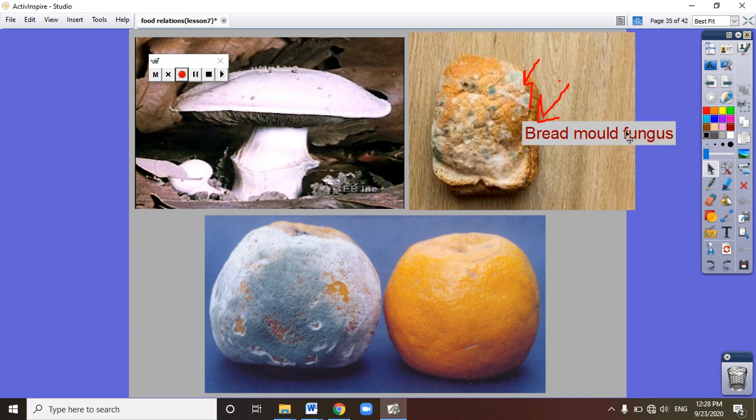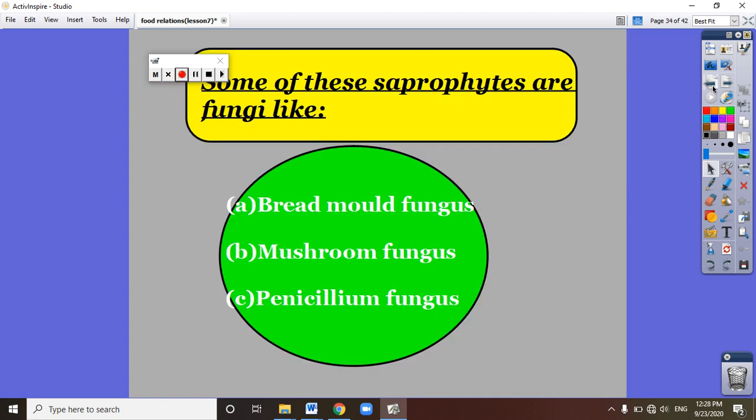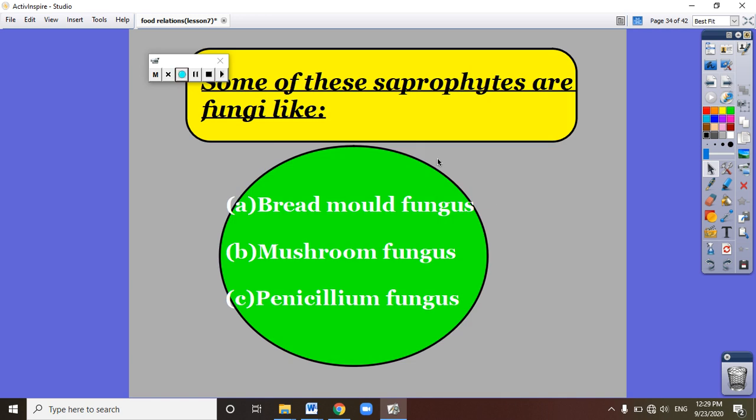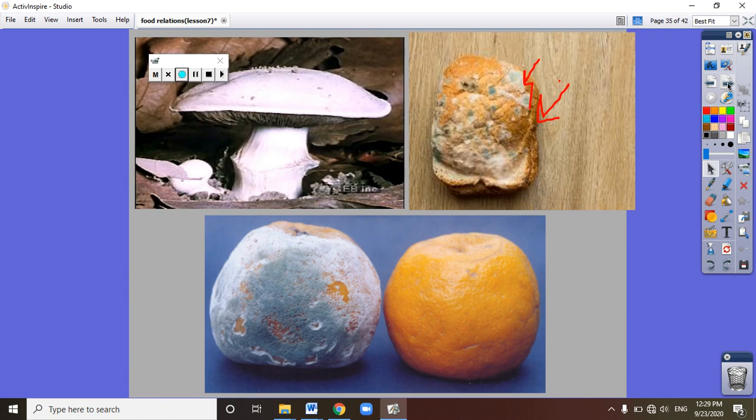So don't forget that the saprophytes or the decomposers decompose the food remains or the dead bodies, and we have three examples of the saprophytes or the decomposers, which are bread mold fungus, mushroom fungus, and penicillium fungus. We now finish the lesson. Thank you for listening. Primary 5, Miss Ahmed was with you.